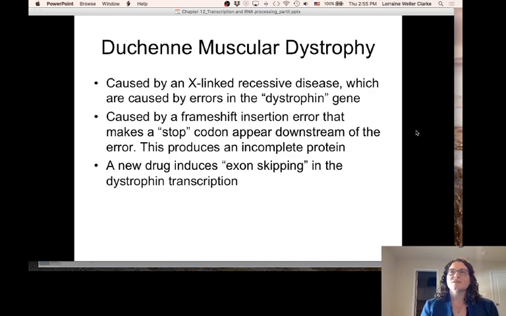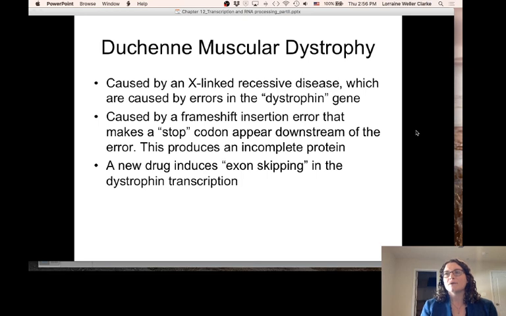How could we fix some of the issues that are caused by Duchenne muscular dystrophy through skipping an exon? That's what I'm asking you right now. Any ideas? There you go. The stop codon doesn't appear.